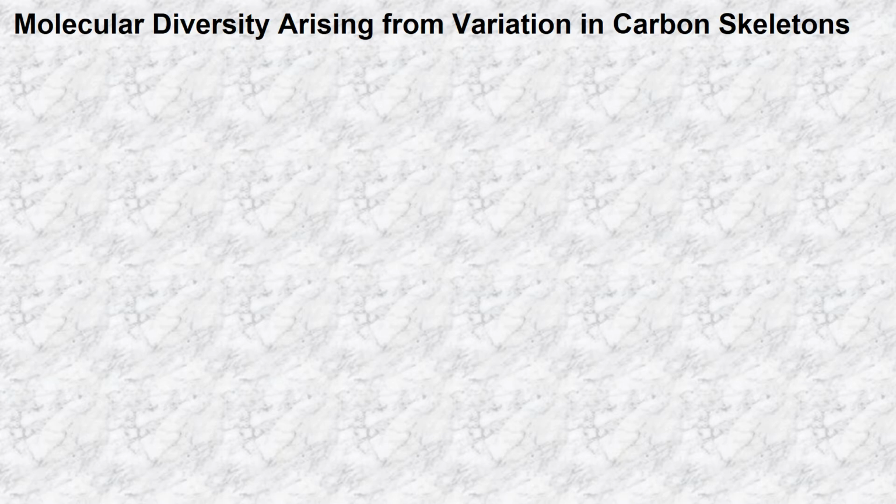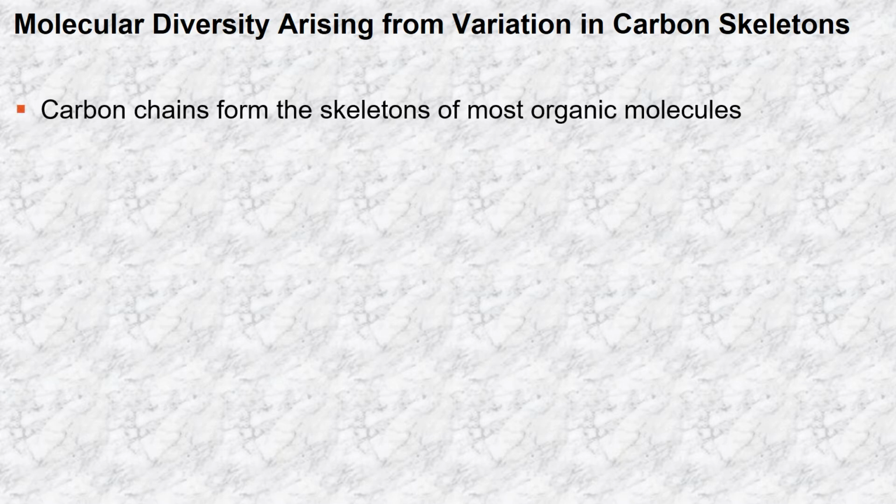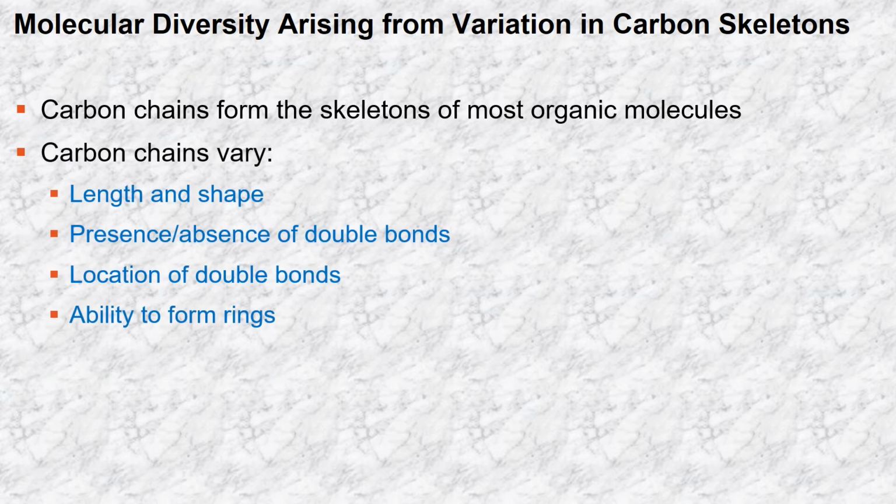All right, so in terms of the diversity arising from the variation of carbon skeletons, as the carbons are being connected, it creates a chain, and they form skeletons. The chains can vary in a number of ways: in length and shape, the presence or absence of double bonds, the location of those double bonds, and some have the ability to form ring-like structures. So we're going to take a look at some examples of these.